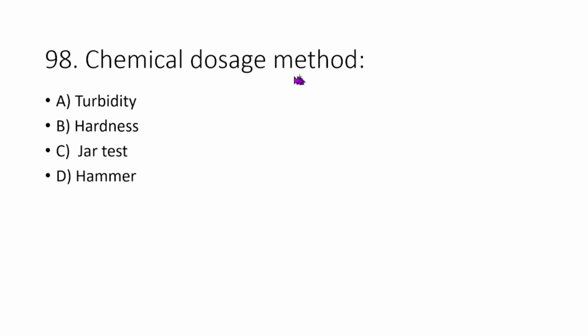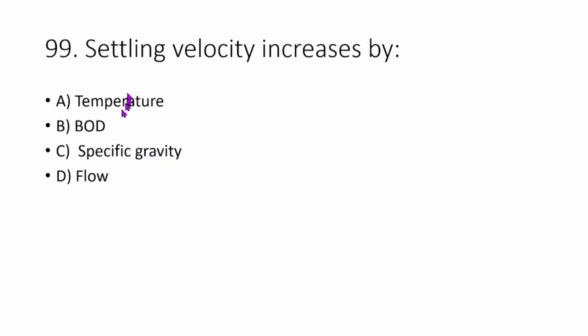Chemical dosage method is turbidity, hardness, jar test, hammer. The right answer is hardness. Sorry, jar test. Settling velocity increases by temperature, BOD, specific gravity, or flow. So the right answer is increase in specific gravity.